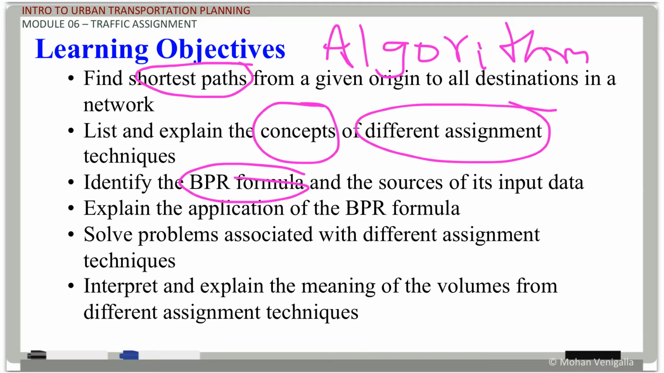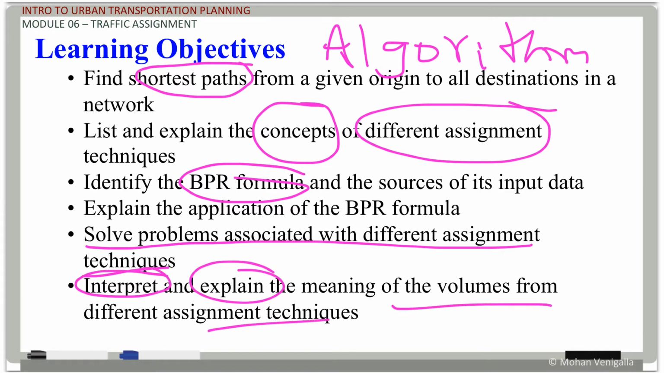The next one is we are going to solve some problems with each of the assignment techniques we are going to look at. Not only that, we have to interpret and explain the meaning of volumes from different assignment techniques. And then you should be able to compare which is better and which is not.